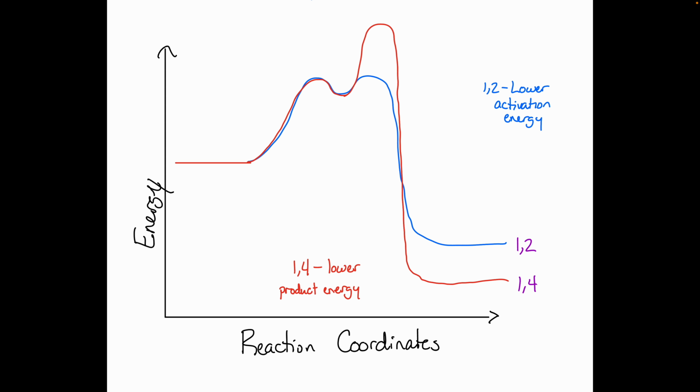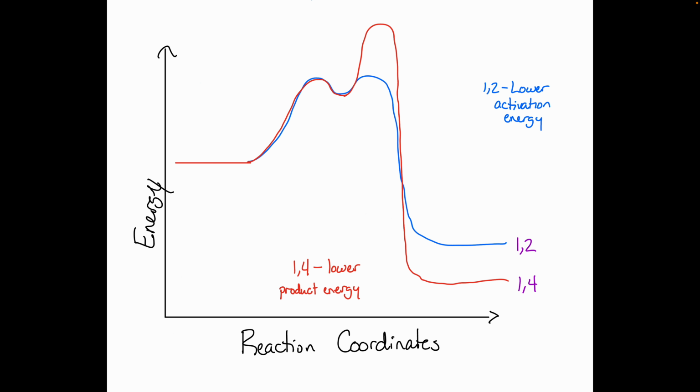So then why at high temperatures is my 1,4 favored? Well, now I have enough energy to jump over anything I want. I can jump over this one, I can jump over this one, and I'm going to want to go to the lowest possible energy level here, right? So at high temperatures, we have plenty of energy to jump over that larger barrier and get to that more desirable lower energy final product, all right?